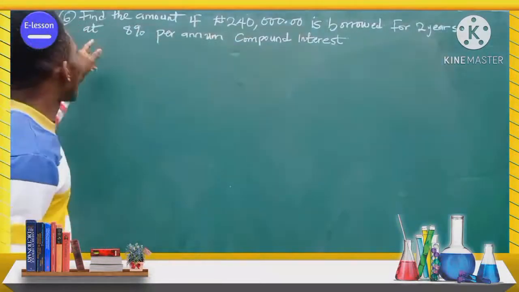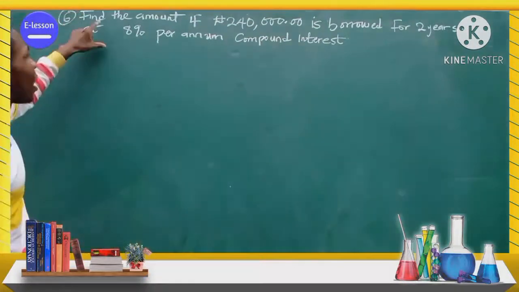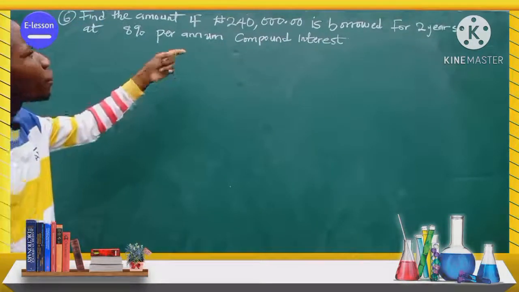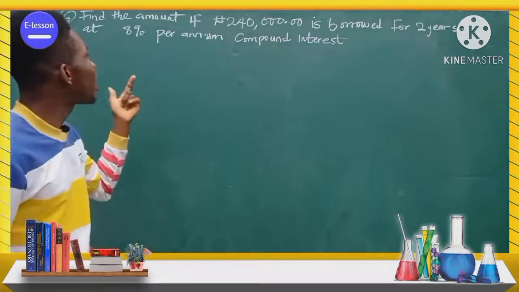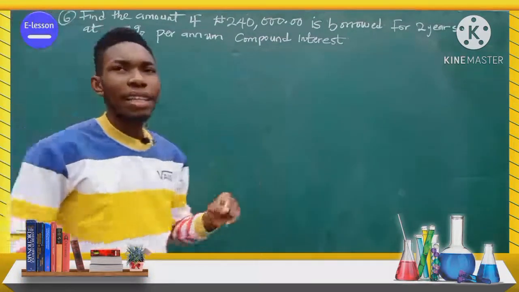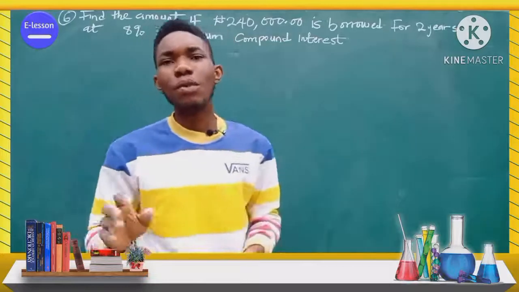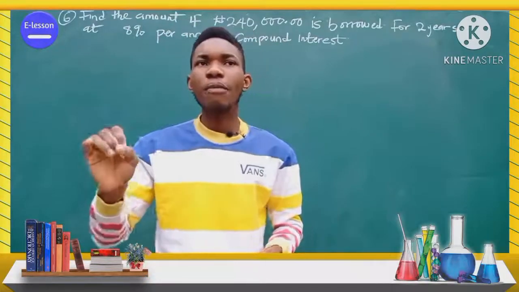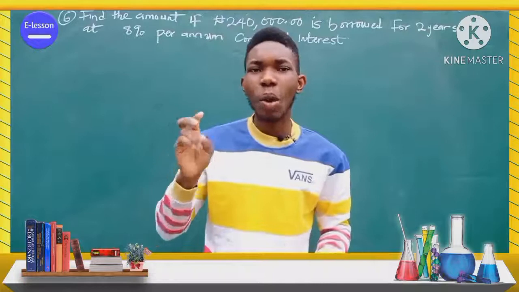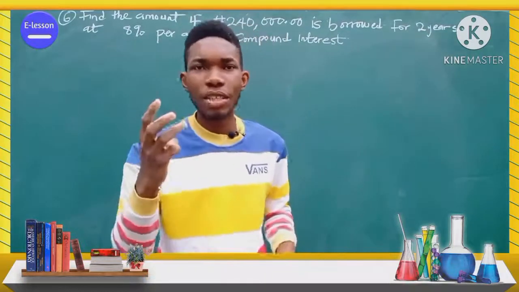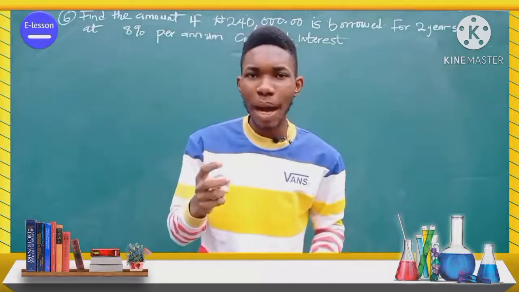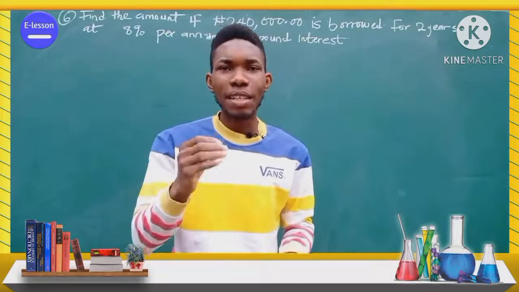We have a question on compound interest, which says: find the amount if 240,000 naira is borrowed for 2 years at 8% per annum compound interest. Now, we have two types of interest: the simple interest and the compound interest. What is the discrepancy between simple interest and compound interest?